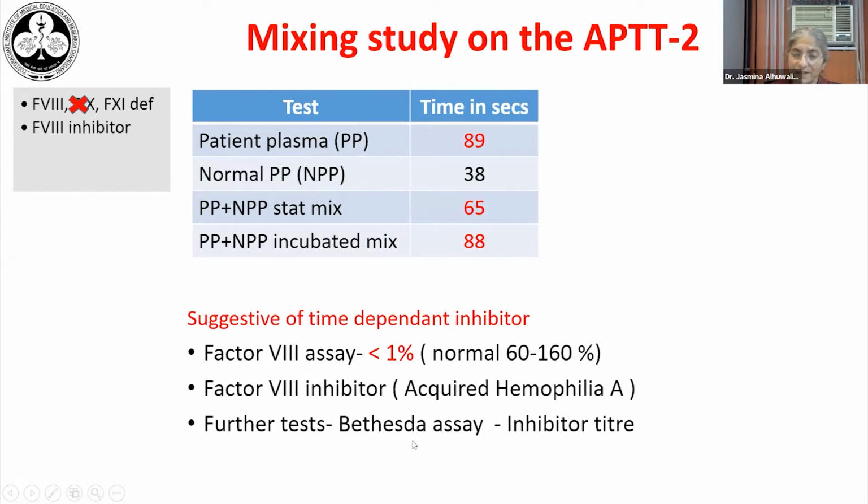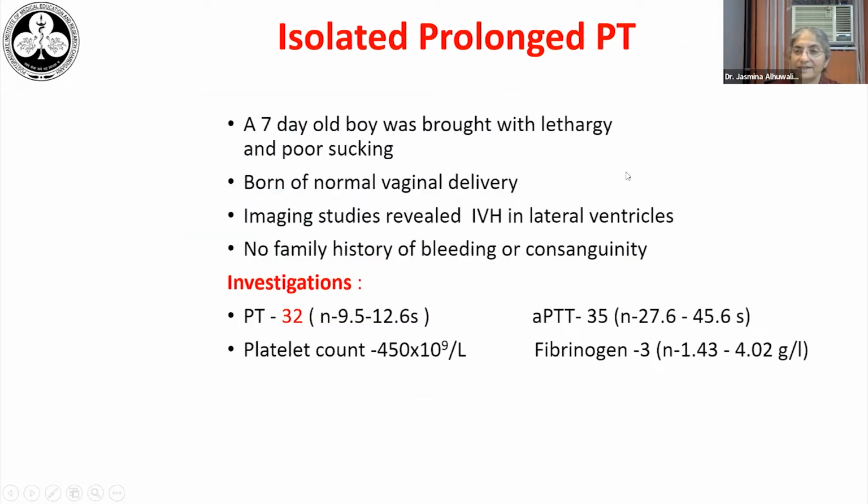The further test that we would need to do in such a situation would be a Bethesda assay to confirm the inhibitor titer and decide the modality of treatment. Now, if there is an isolated PT prolongation, let's see what would happen.